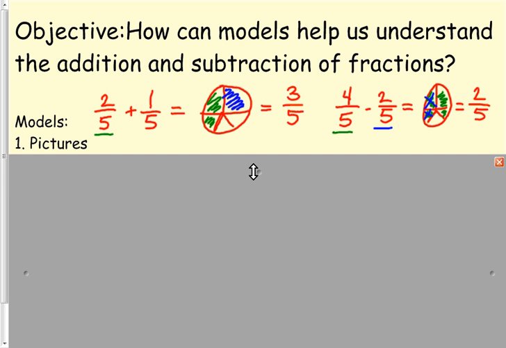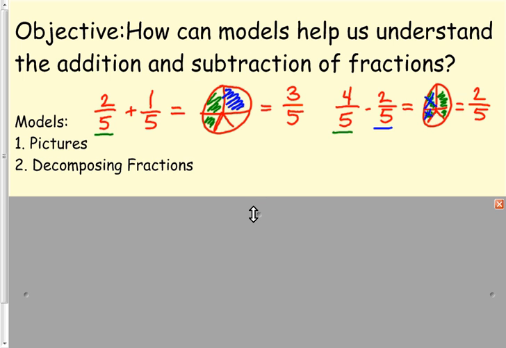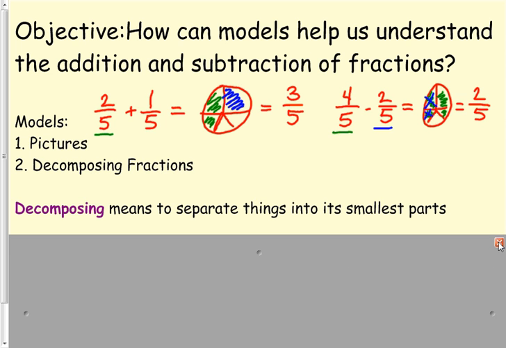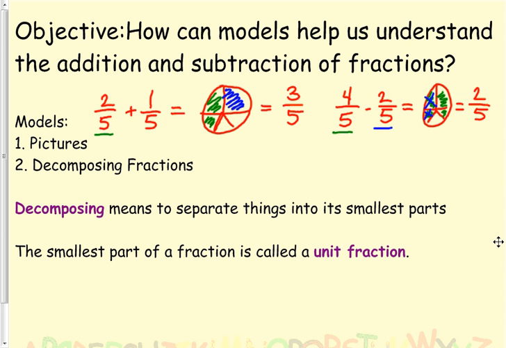Another model is when we decompose fractions. So we've done decomposing before, and here's a quick reminder of what decomposing means. So decomposing means to separate things into its smallest parts. So with a fraction, the smallest part is called a unit fraction. And unit fractions are when the numerator is equal to 1.